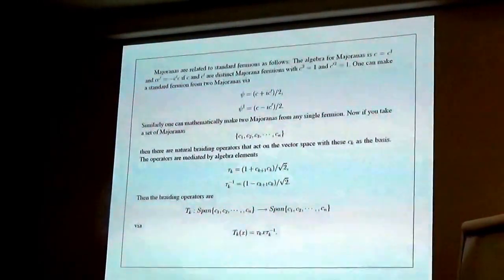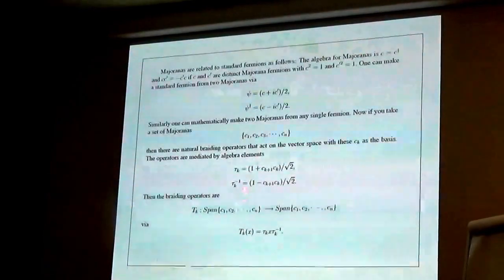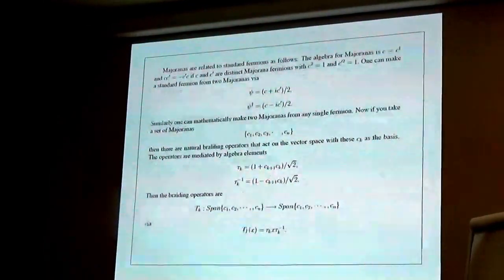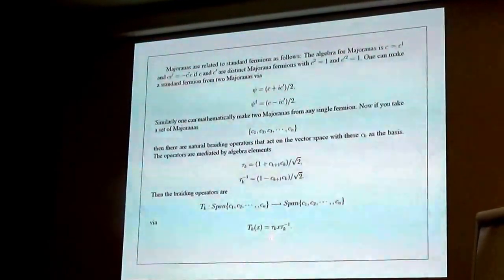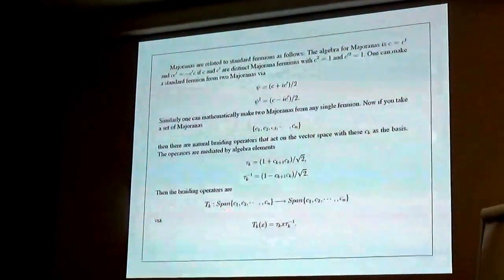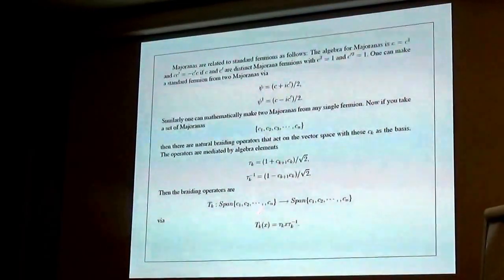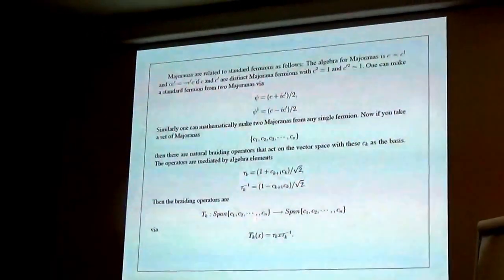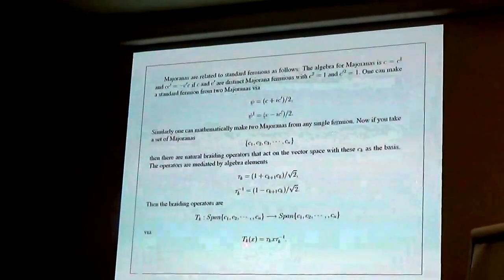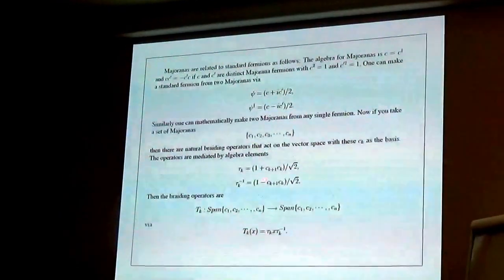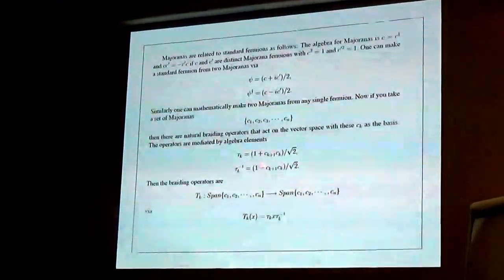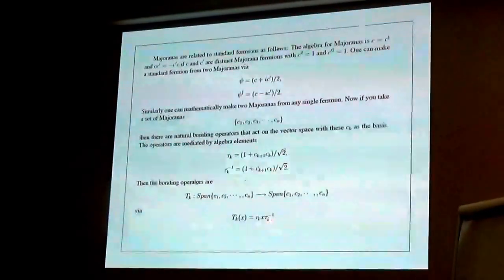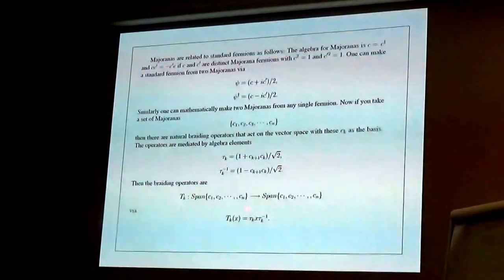Then this is Ivanov's idea. Ivanov makes these operators, doesn't even think about the fact that they are braiding themselves, but jumps to something more concrete. He says, take the complex vector space spanned by the Majoranas, the Hilbert space for the Majoranas, and define operators on it by conjugating by these operators, which can be thought of as conjugating these.